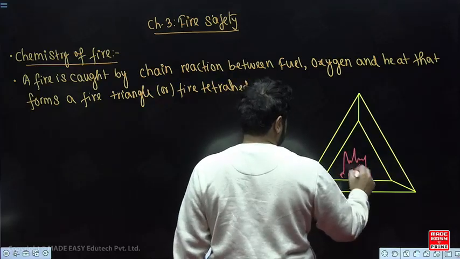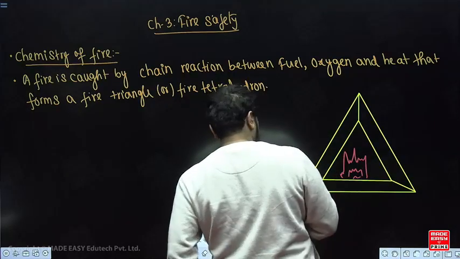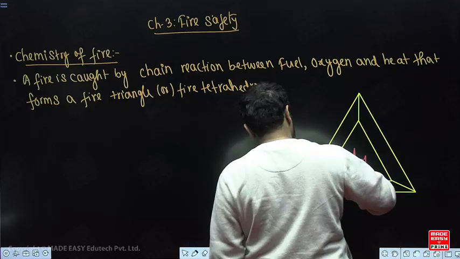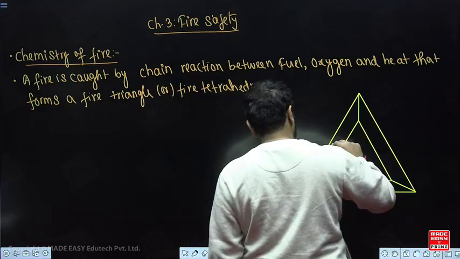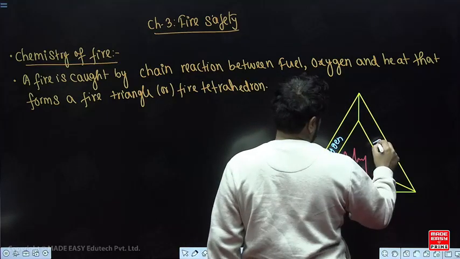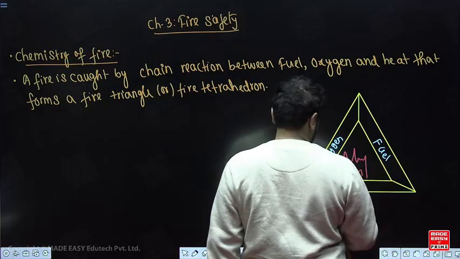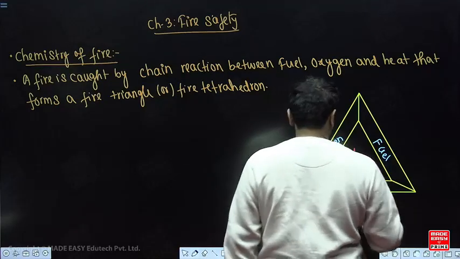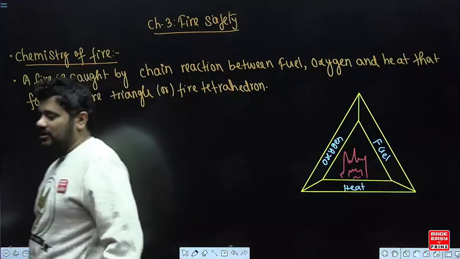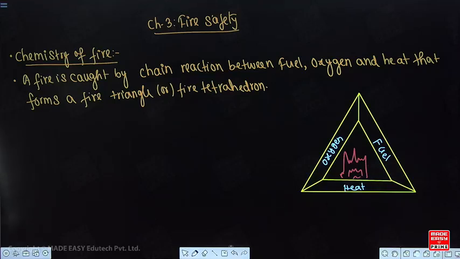This is the fire, correct. इसमें 3 कंपोनेंट्स होते हैं, कौन कौन से? So one is your oxygen, this is a fuel and this is the heat. So until and unless there is a chain reaction between oxygen, heat and fuel, the fire cannot catch. इसमें से एक भी component if any one component is missing also, there will be no fire, correct.